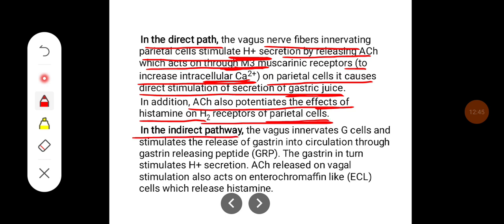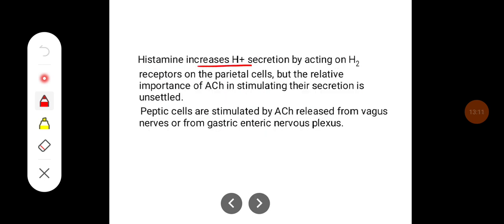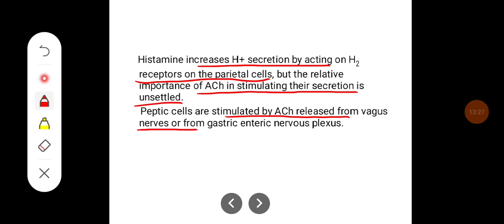In the indirect pathway, the vagus innervates G cells and stimulates the release of gastrin into circulation through gastrin releasing peptide. The gastrin in turn stimulates the H plus secretion. The acetylcholine released on the vagal stimulation also acts on enterochromaffin cells, which release histamine. Histamine increases the H plus secretion by acting on H2 receptors on parietal cells, but the relative importance of acetylcholine stimulating their secretion is unsettled. Peptic cells are stimulated by acetylcholine released from the vagus nerve or from the gastric enteric nervous plexuses.